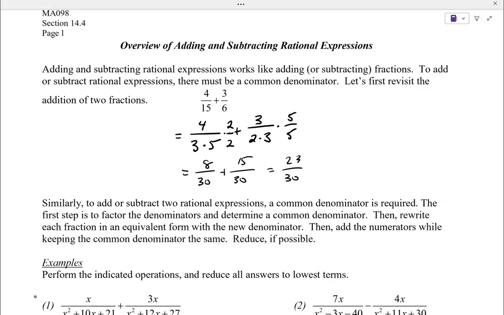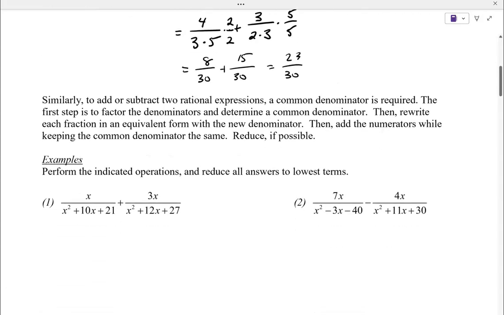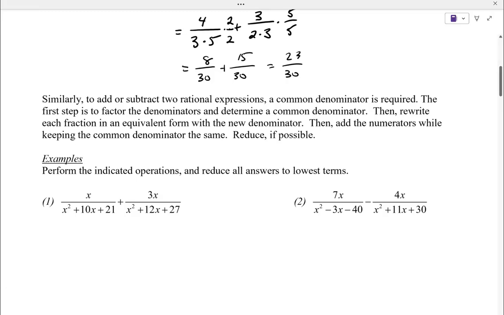Okay? So let's look at this first example that we have at the bottom. I want to add those two expressions together. I want to add x over x squared plus 10x plus 21 to 3x over x squared plus 12x plus 27. First off, easy question. Are those two denominators the same? No. So do we have a common denominator? No. So do you think we can add them? No. Okay, good. Those are the right answers.